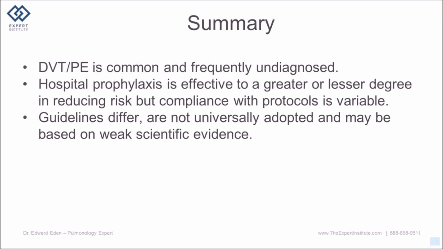So in summary, pulmonary embolism, DVT, is common, frequently under or undiagnosed. Hospital prophylaxis is effective to a greater or lesser degree in reducing the risk, but the compliance is variable and the risk-benefit ratio needs to be evaluated. The guidelines differ, are not universally accepted or adopted, and may, in cases, be based on weak scientific evidence. Next slide.